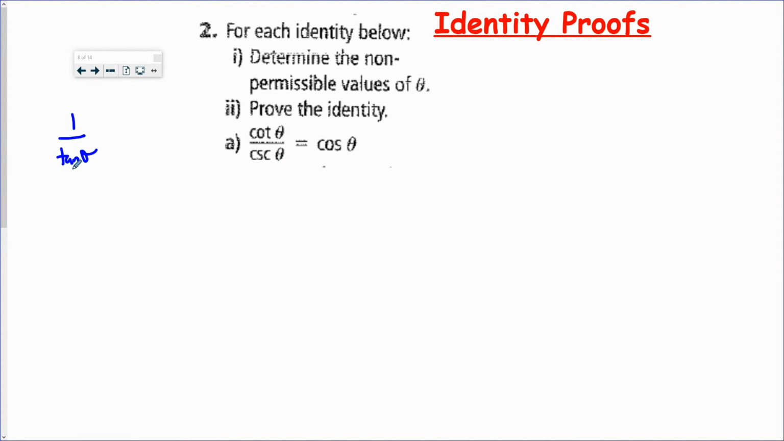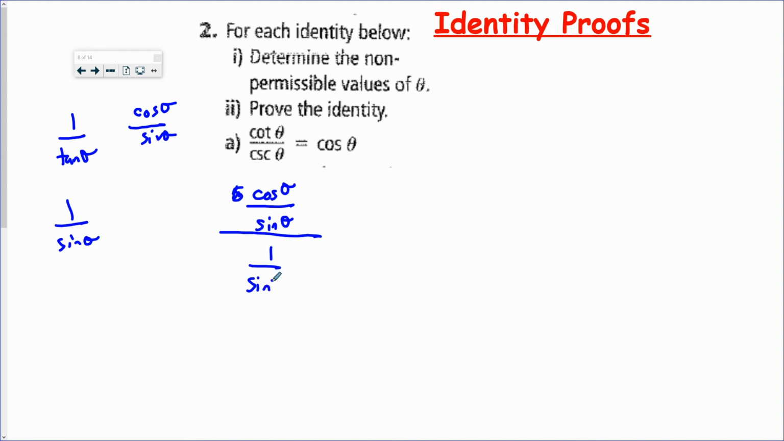And tan is sine over cos. So when you do the reciprocal, cotangent is cos theta over sine theta. So that's great. Let's replace that. I'm going to write cotangent as cos theta over sine theta. Now cosecant is 1 over sine, right? So I'm just going to write divided by 1 over sine theta.